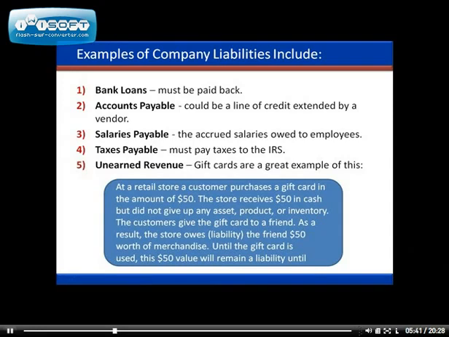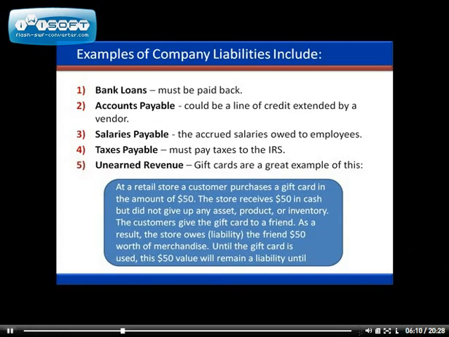People don't realize that when you purchase a store gift card, the company did not gain anything by you purchasing that gift card. They just incurred a liability. And let me explain that for a second. Basically, at a retail store, if a customer purchases a gift card in the amount of $50, the store receives $50 in cash, but they did not give up any asset, product, or inventory.